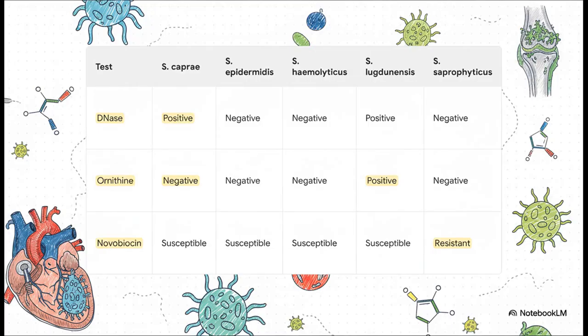But here's where we really start to separate it from the pack. The biochemical profile is key. Specifically, that combination of being DNase positive but ornithine negative. For years, this is where the confusion happened. It could easily be misidentified as another coag-negative staph, which meant we were completely underestimating its role in serious infections.